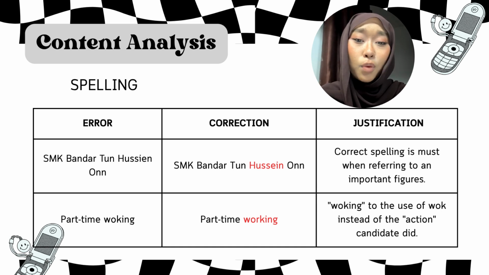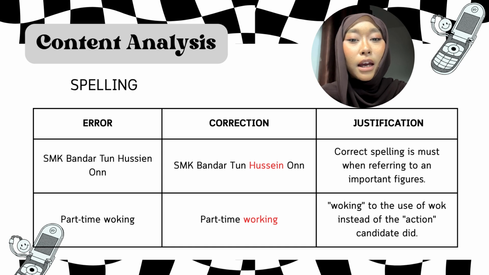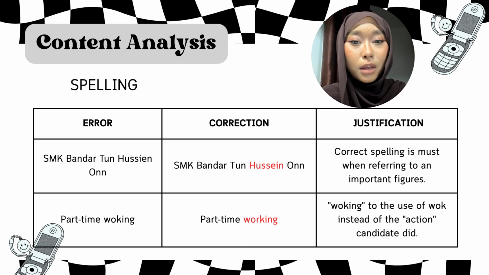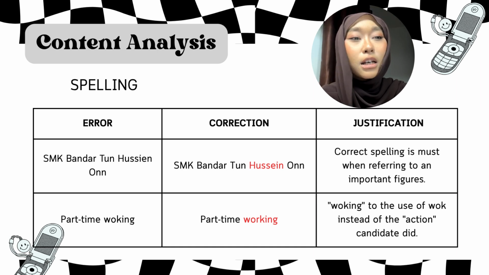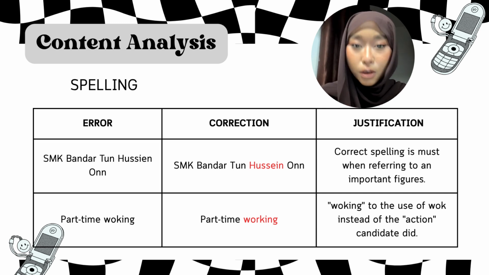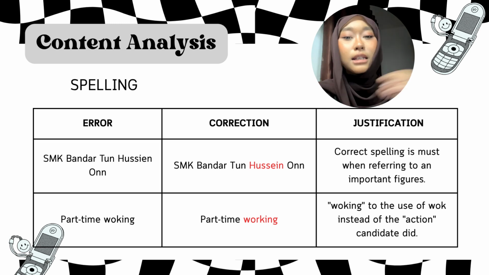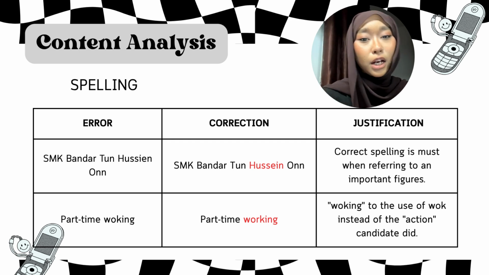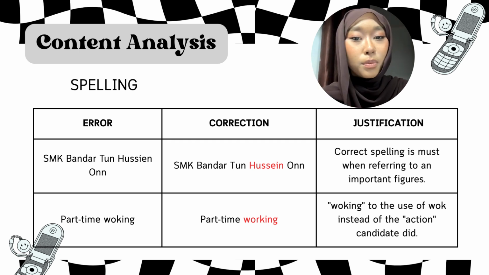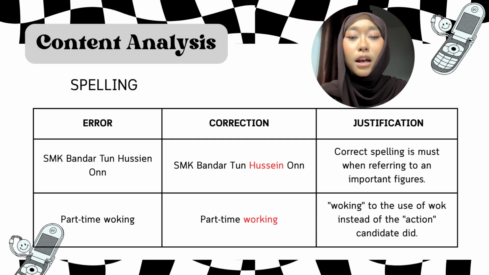And then the second one is part-time woking, and it should be part-time working because a wok is a tool used for cooking, and woking is supposed to mean someone using the wok. So in the sentence, she wants to portray that she is actually working part-time jobs. So in this case, part-time working is the suitable phrase.